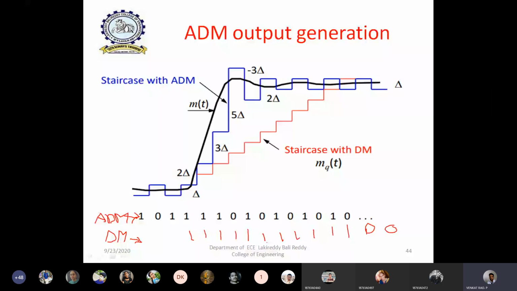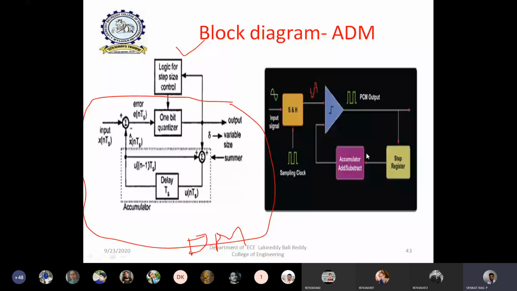Always ones are coming, because there is a large error between the input and approximated staircase wave. So in order to overcome these drawbacks, we are using the adaptive delta modulation. So in the adaptive delta modulation, this block is added. Similarly, in the hardware kit also, in the implementation, one more block is added as a step register or step generator. Based on the step generator or register, the step size value is going to be changed, that is increased or decreased according to the input, right?